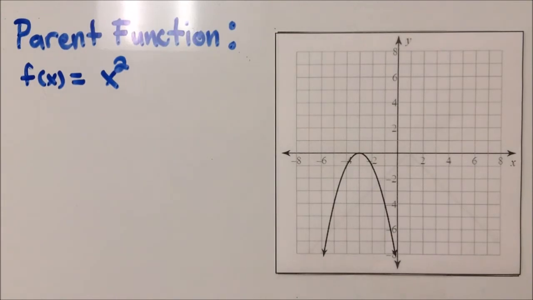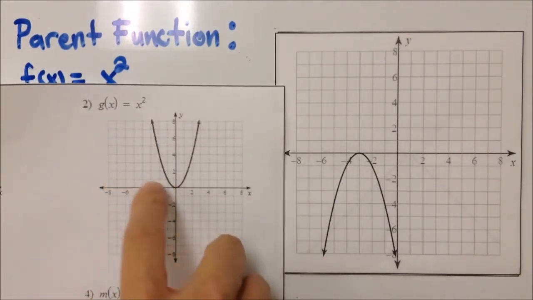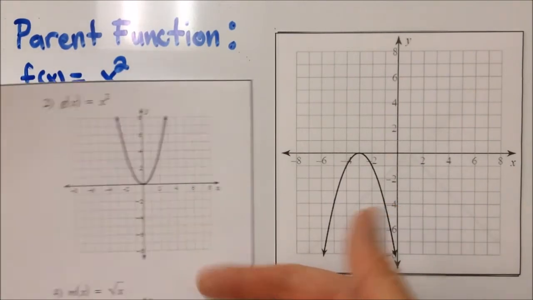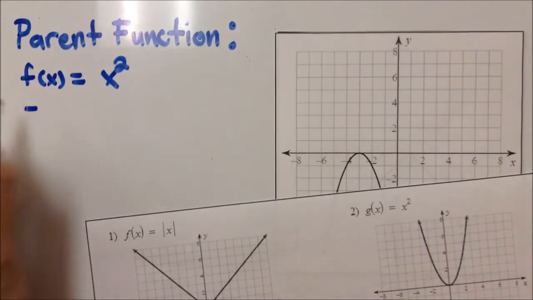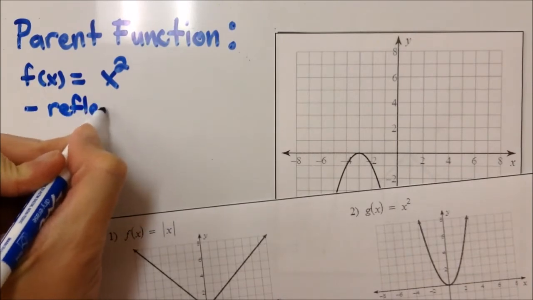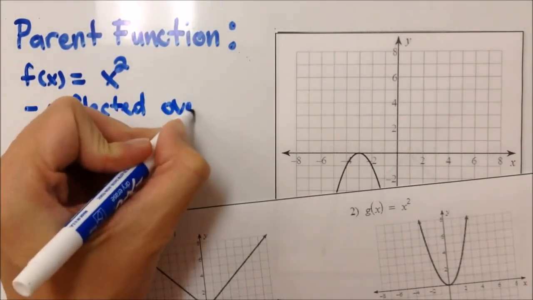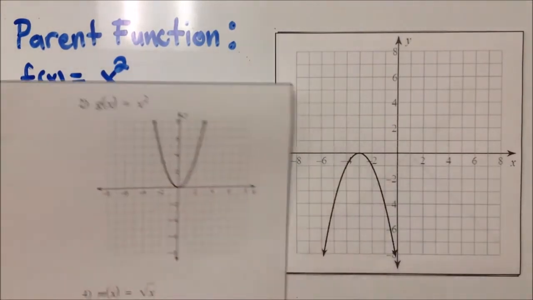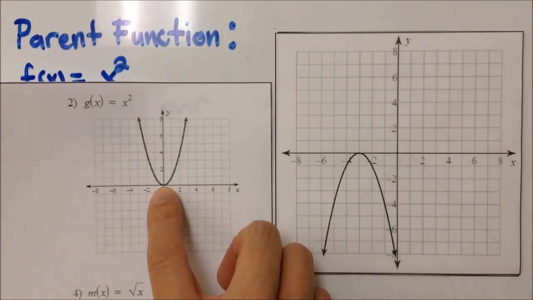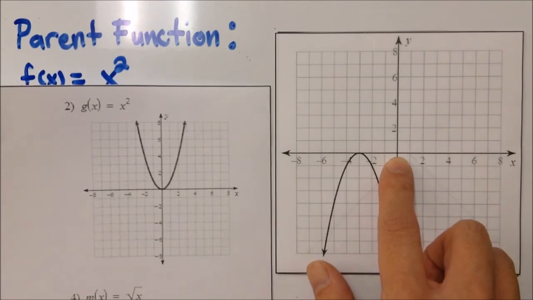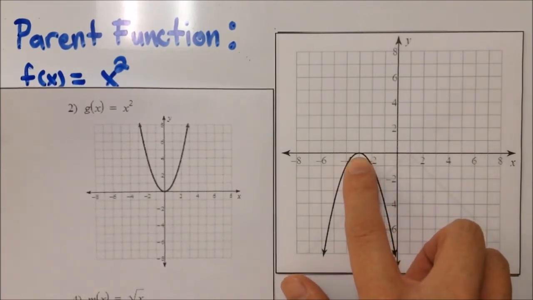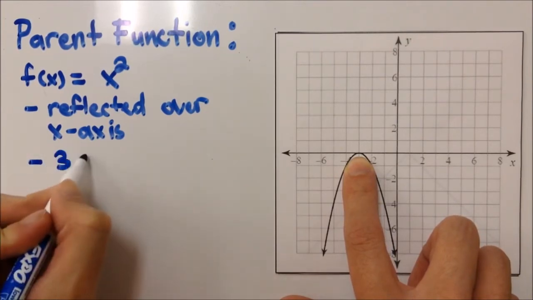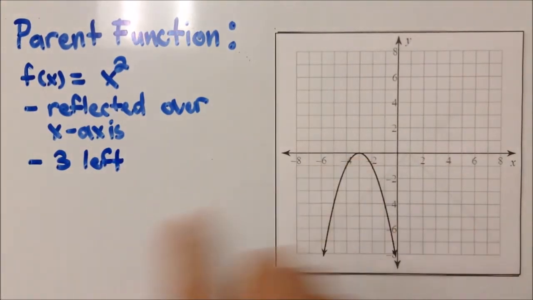Now let's describe the transformation. Before, I said that it's facing upwards. This one is facing downwards. That means that it reflected over the x-axis. So our first transformation is reflected over the x-axis. Now comparing it again, the parent function is going through the origin. This is not. We notice that it shifted 1, 2, 3 units to the left. So it moved or translated 3 units to the left.